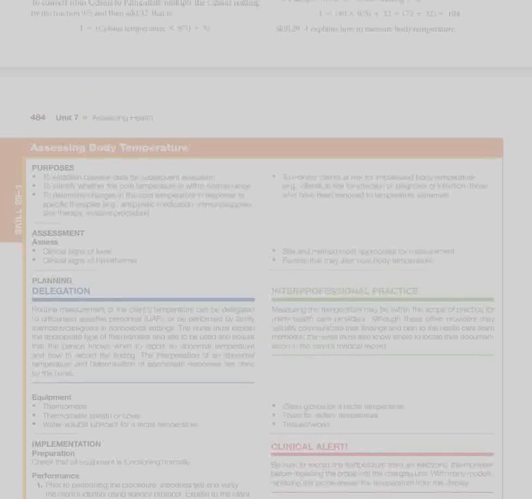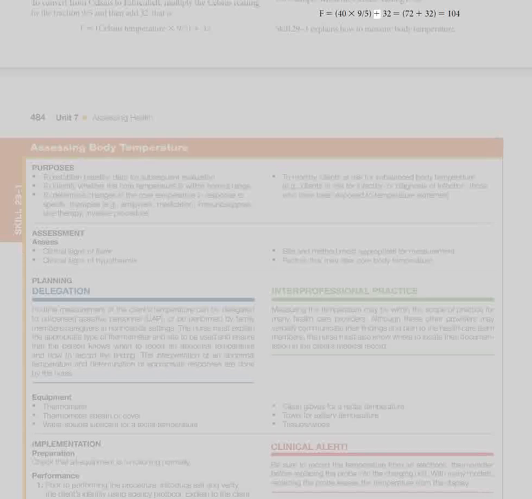For example, when the Celsius reading is 40, F equals 40 × 9/5 + 32 = 72 + 32 = 104. Skill 29-1 explains how to measure body temperature.